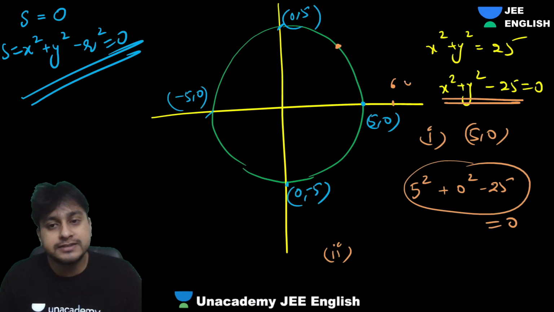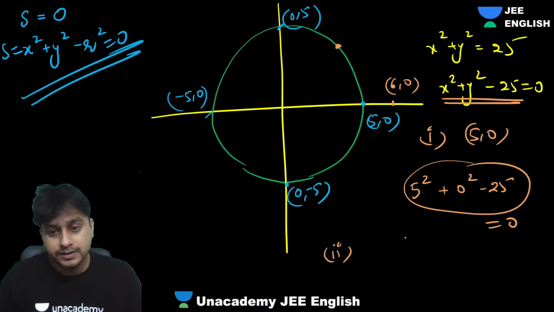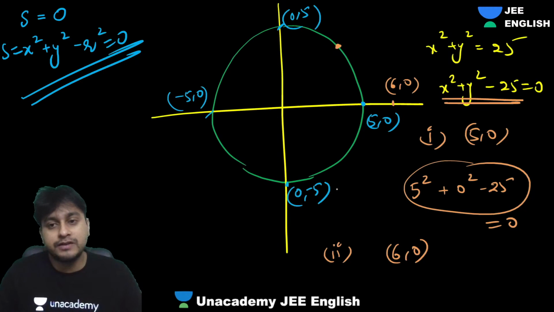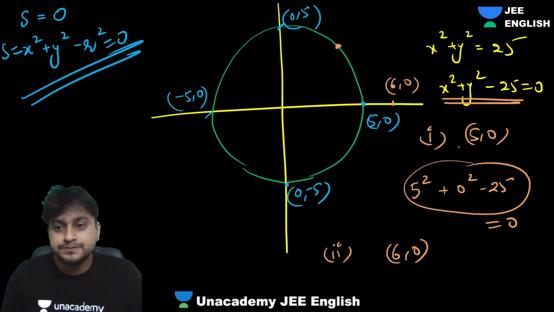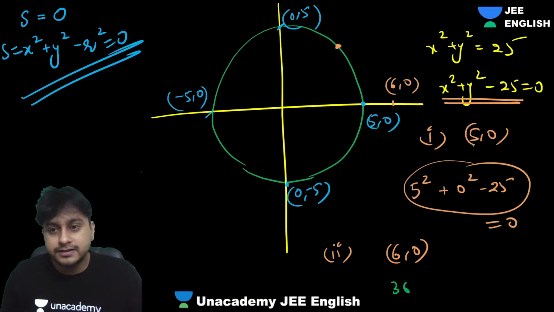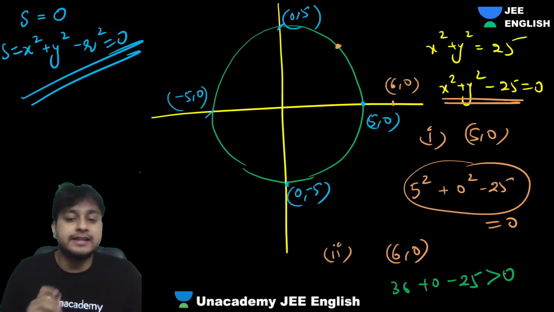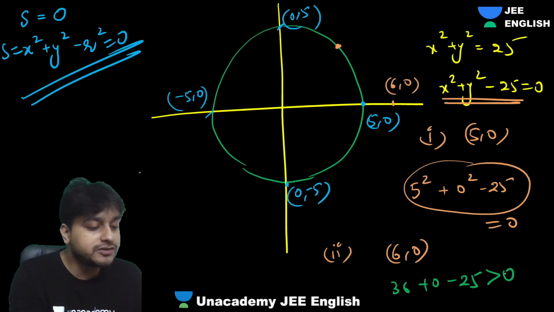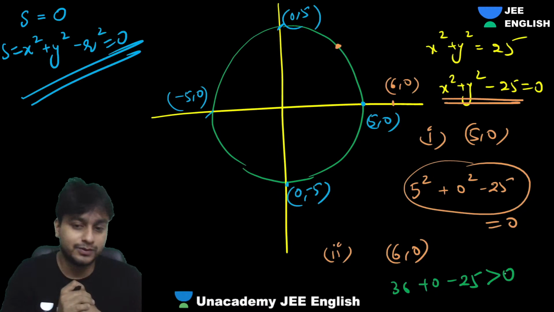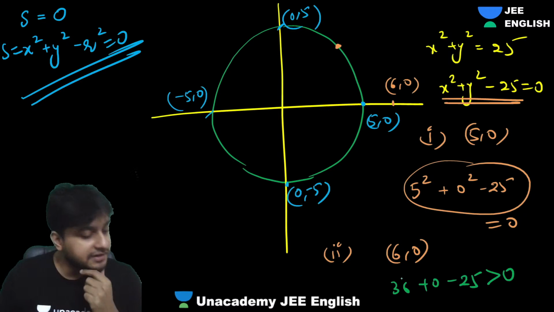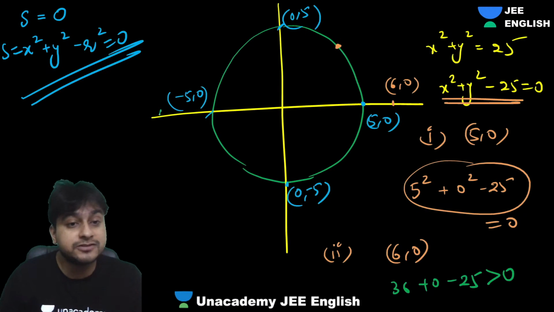Let's put a point called 6 comma 0 this time. What are we getting, everyone? Just check and tell me. We'll get 36, and x square plus y square will be 0 minus 25. We are getting greater than 0. Understood the logic, everyone? We'll get 11, which is greater than 0. You can put here minus 6 comma 0 also if you like.